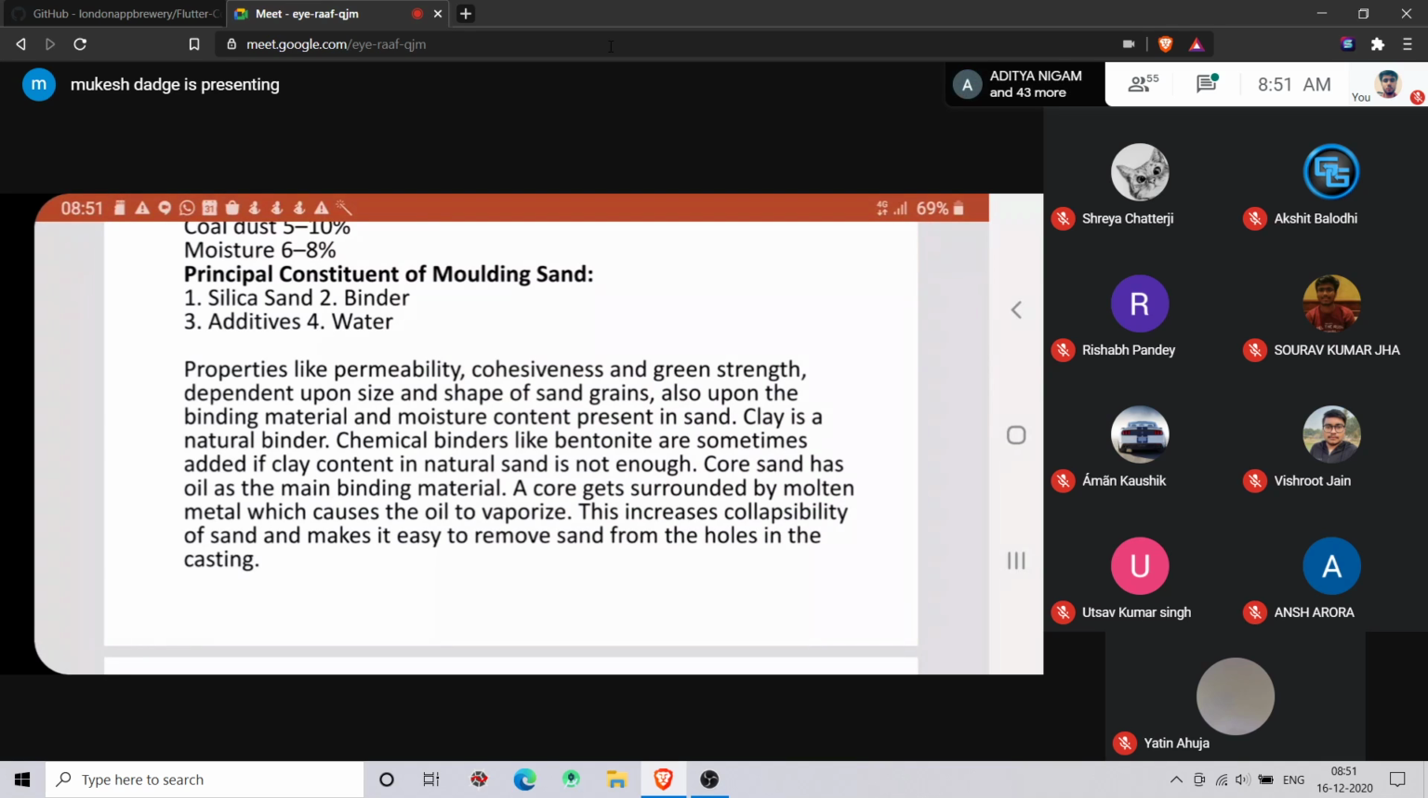Core sand has oil as the main binding material. The core gets surrounded by molten metal, which causes the oil to vaporize. So how the core is made has been explained. They are basically using oil. This increases the collapsibility of sand and makes it easy to remove the sand from the holes in the casting. The mold is broken after casting, so collapsibility is also needed. How much strength and how much collapsibility are needed, again, is the calculation part.